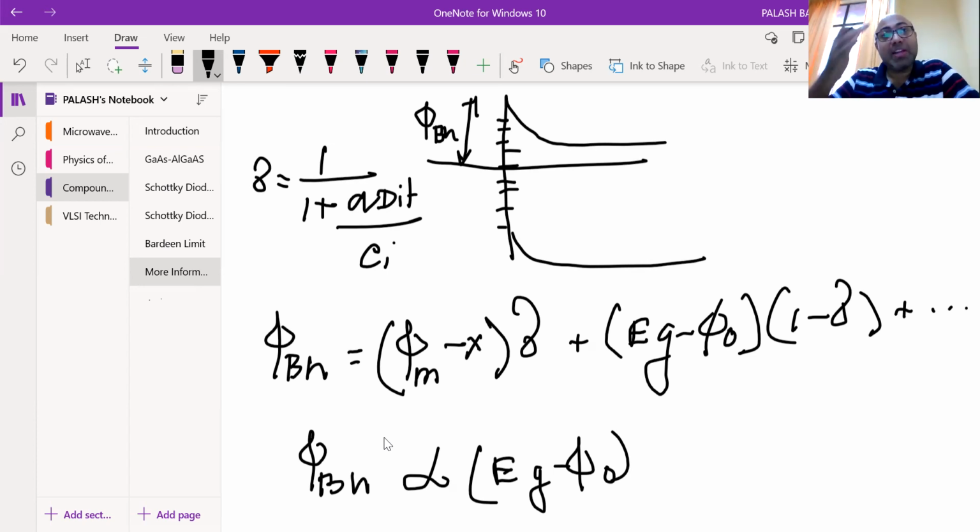Now the question is why this is so important, what is happening if you reduce by one order, two orders. If you have defects like 10 to the power 10, 10 to the power 12 or 10 to the power 13 per centimeter square, it is as if your Dit is infinity. If it is infinity, you can see your φn is determined by φm, the metal work function, and the electron affinity. This totally depends on the semiconductor.